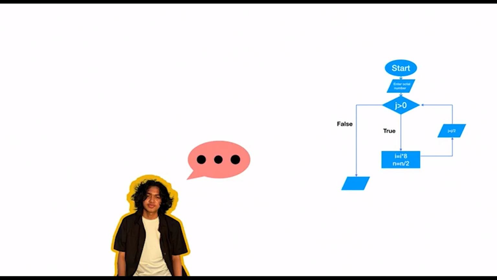The first one is the circle, which is the start. And the second one is for input, which is enter octal number. And then the last circle is the end. And from the diamond, if it's false, then the output will be binary is 0, which is B.